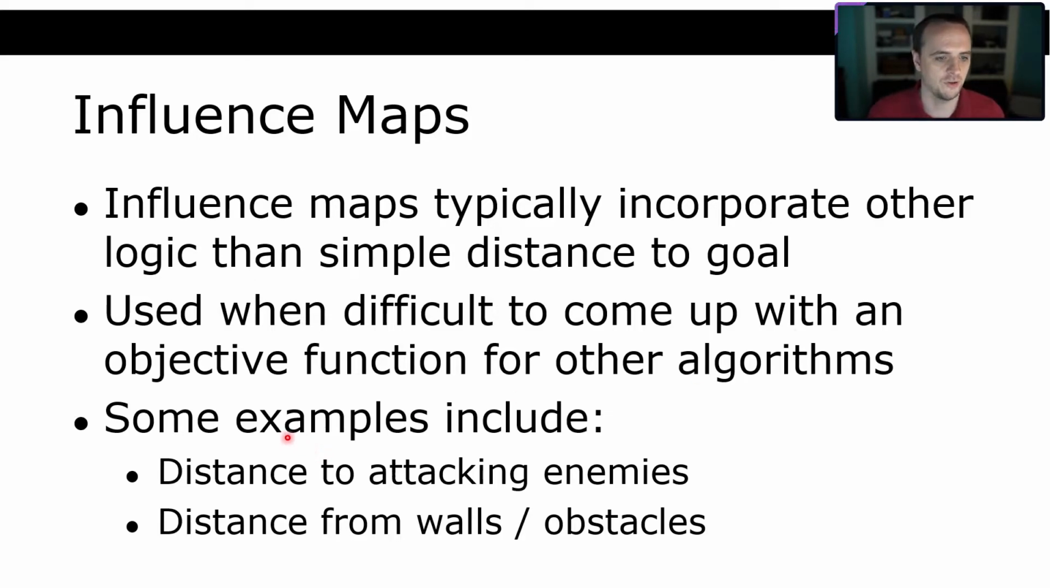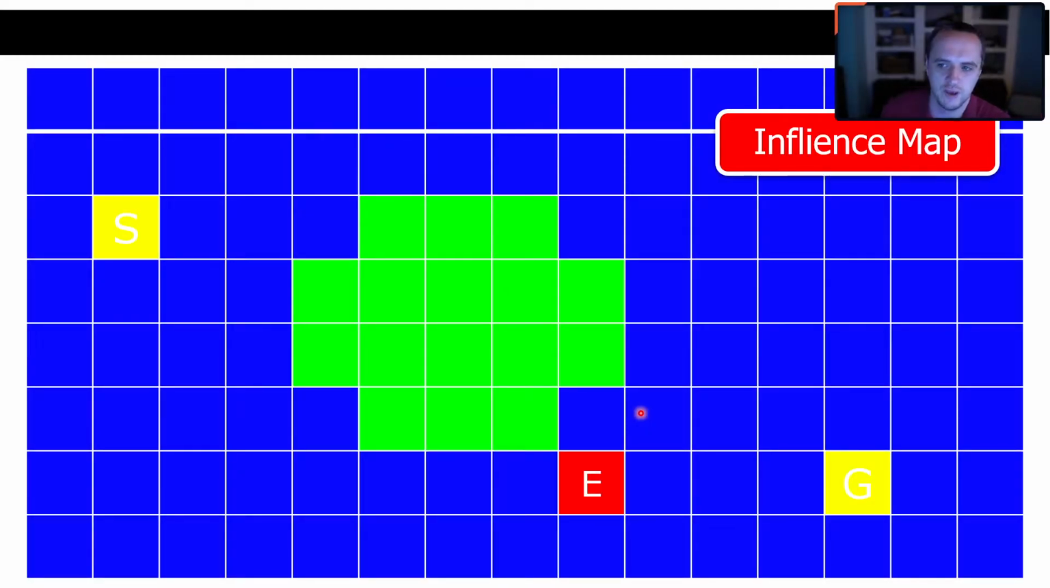So for example, let's say we wanted to avoid attacking enemies, or keep our distance from attacking enemies, or distance from walls or lava or something, right? It's very difficult to come up with an objective function for something like A star that says, give me the best path, but avoid this sort of thing, right? So here's what an influence map does.